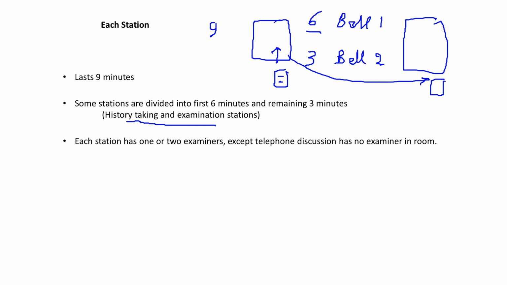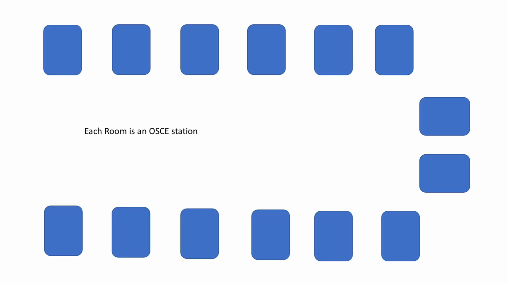So each station consists of 9 minutes. There are usually 1 or 2 examiners, and each station has equal marks. There are usually 20 marks in each station, and this is how the OSCE circuit is arranged.